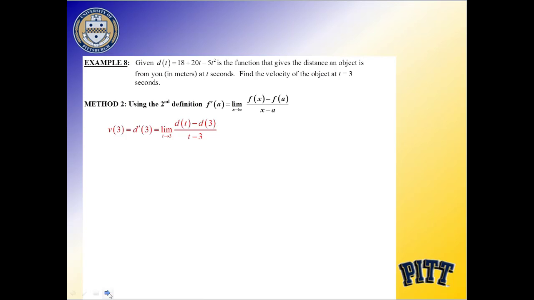Some students like to go with this one because there's less foiling and things like that, so they tend not to make as many errors when they start doing their algebra. D of t is just me rewriting the formula, 18 plus 20t minus 5t squared. D of 3 is me putting 3 in for all the t's, and of course on the bottom we have t minus 3. So what I end up with, after some simplification, is the limit as t approaches 3 of 18 plus 20t minus 5t squared minus 33.